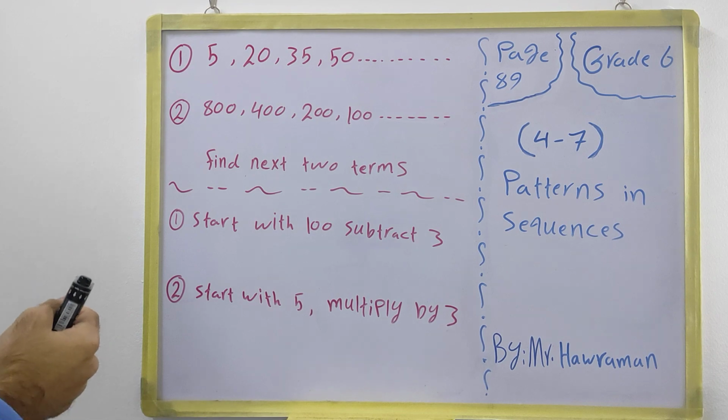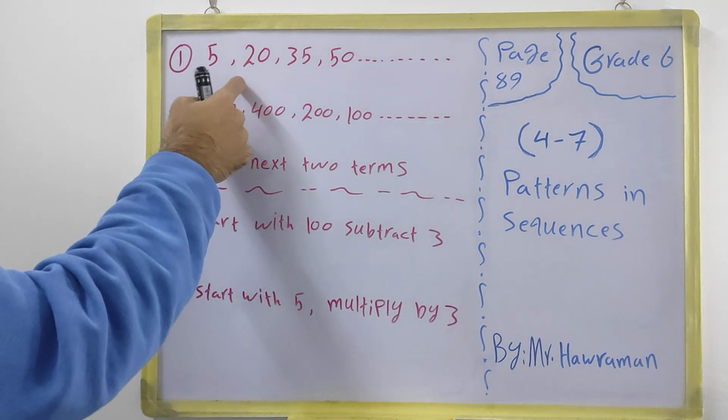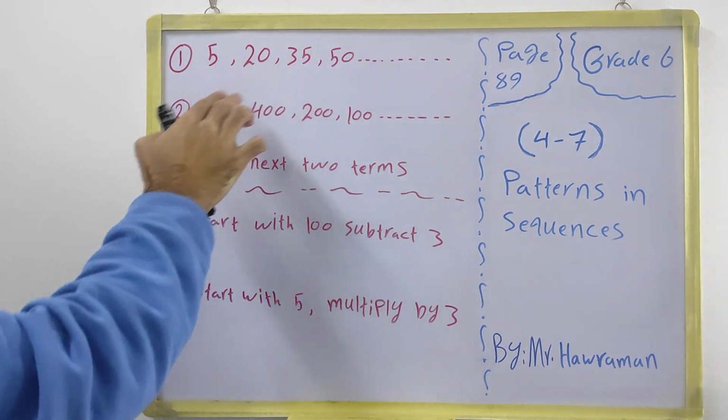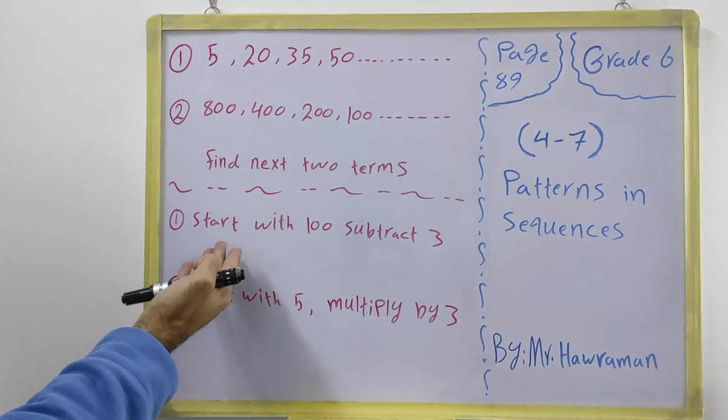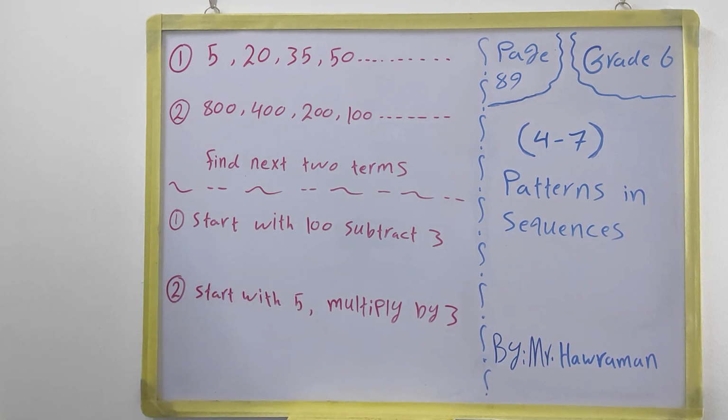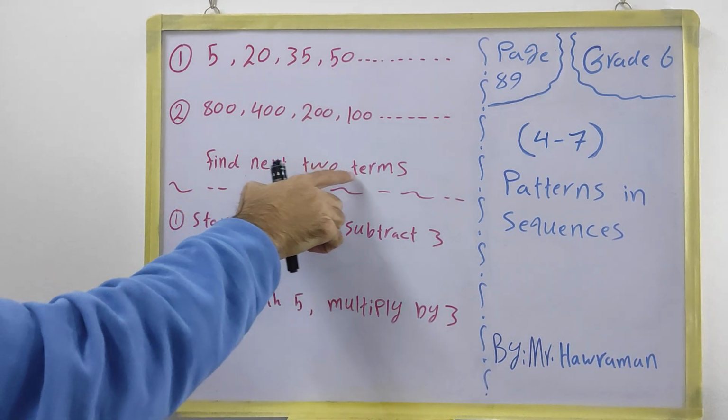We have a rule for that. By a rule we can find the next numbers. From these numbers we can find the rule, or if the rule is given, we are asked to write the sequence. In this one, find the next two terms.